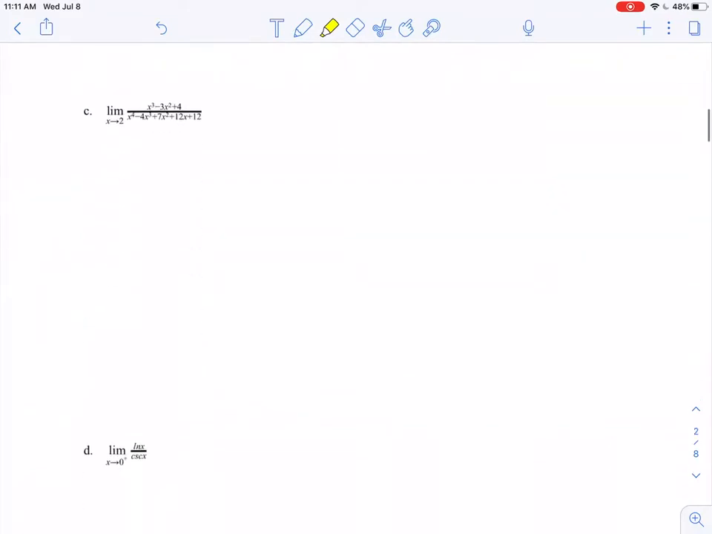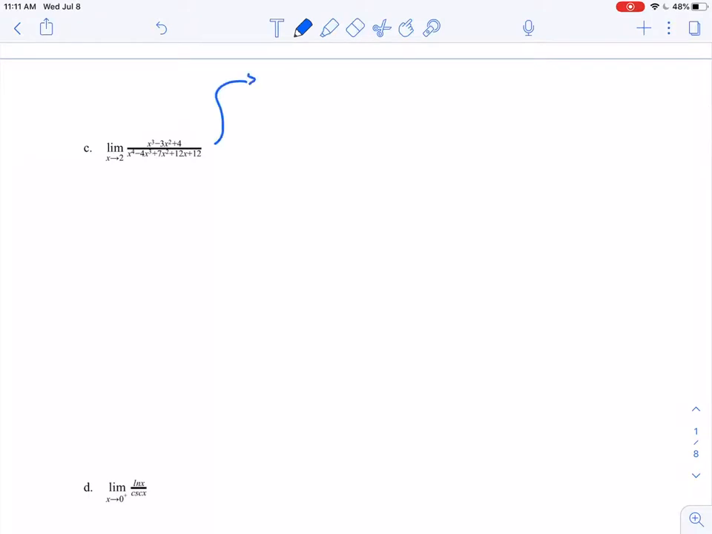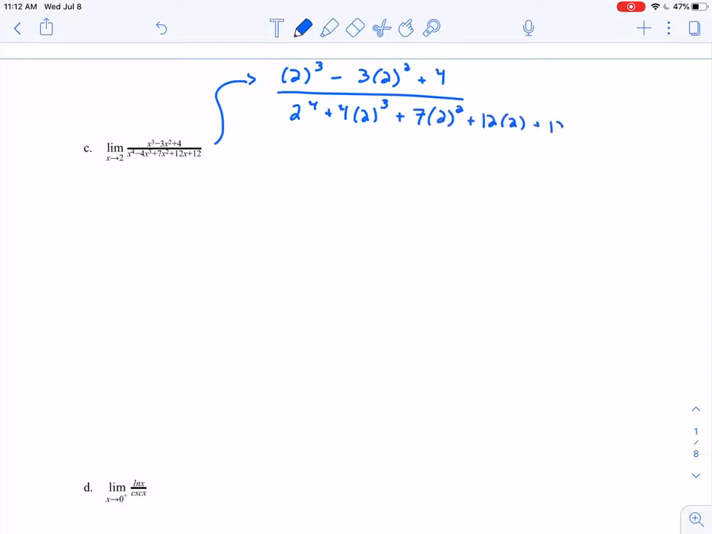I want to look at a few more examples though. Here I've got this big long example. I have limit as x approaches 2 of x cubed minus 3x squared plus 4 divided by x to the 4th minus 4x cubed plus 7x squared plus 12x plus 12. All right, let's try plugging this in, and I feel like I'm going to need some more room, so I'm just going to jump up here. So let's see, this is 2 to the 3rd minus 3 times 2 squared plus 4 divided by 2 to the 4th plus 4 times 2 cubed plus 7 times 2 squared plus 12 times 2 plus 12.